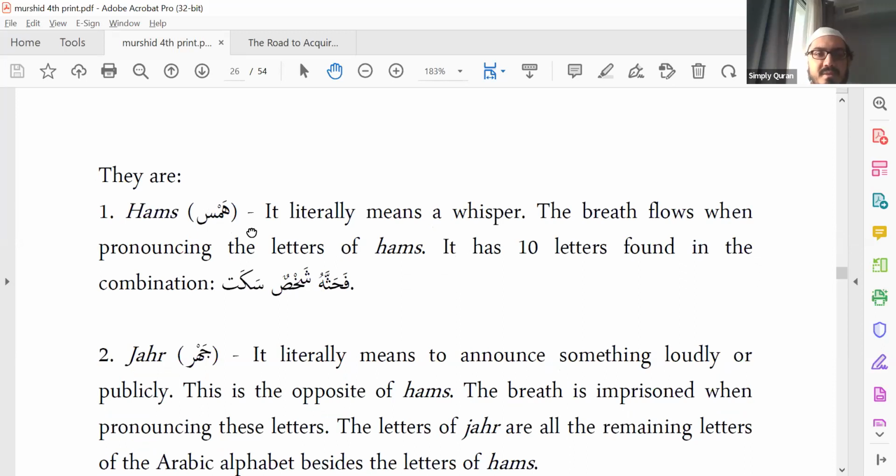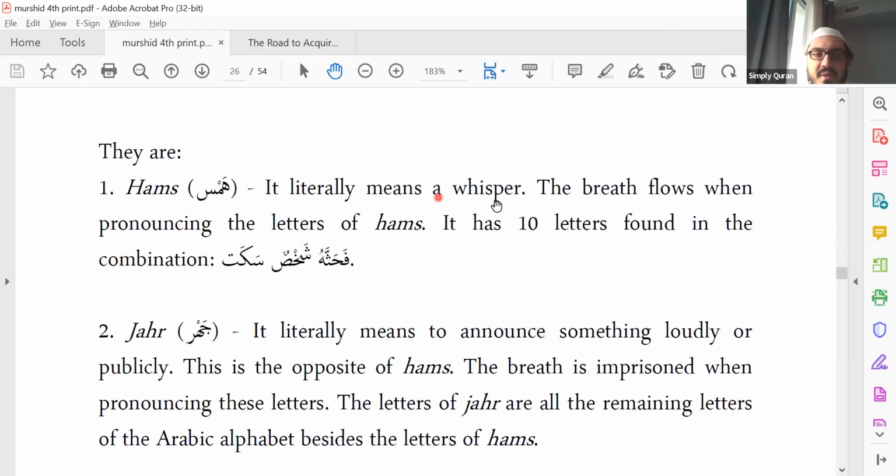So first is Hams. It literally means a whisper. Again, literal definition, whisper. What are we talking about? The breath. If you have a highlighter, if you're taking notes, then I would say highlight this part here: the breath flows when pronouncing the letters of Hams. Now there are mnemonics that have been created to memorize these letters, and they're here: فَحَثَّهُ شَخْصٌ سَكَتْ.